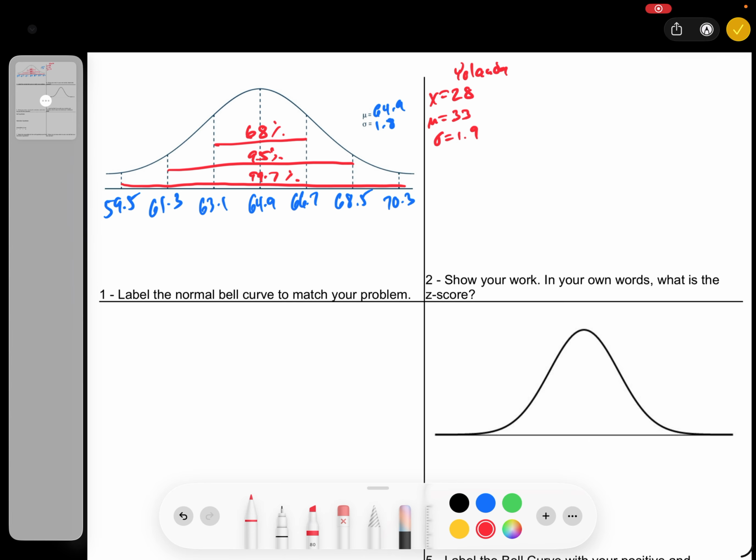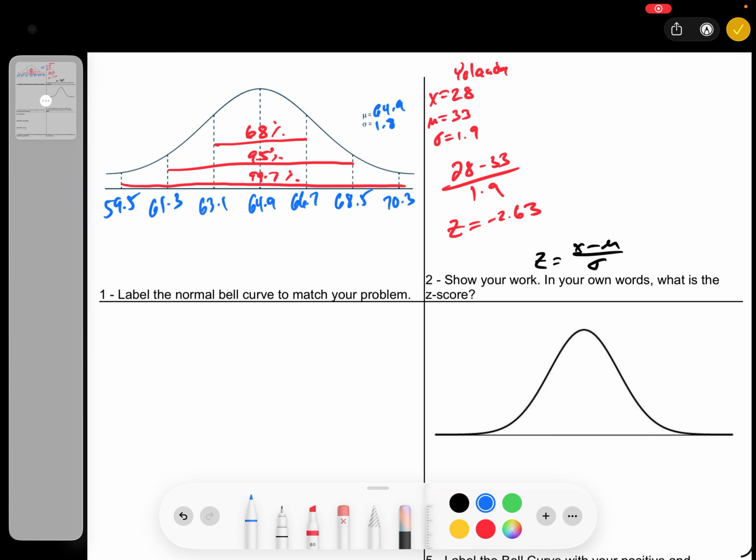The Z-score formula, I should have given it to you on this page right here, and I didn't even think about putting it on here. So remind me on test day, and I will write it down for you. It's X minus the mean divided by the standard deviation. It's the data value minus the mean divided by the standard deviation. So for Yolanda, we do 28 minus 33. She's younger than the average, so it should be a negative number. 28 minus 33 divided by 1.9 is Z equals negative 2.63.